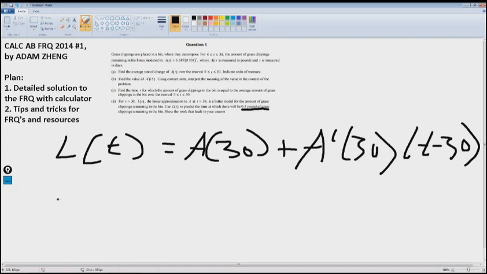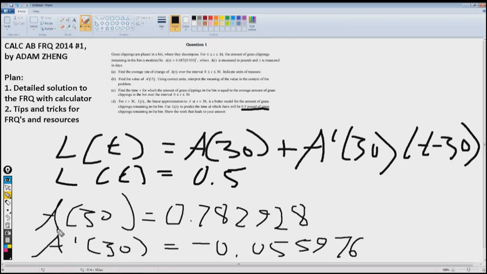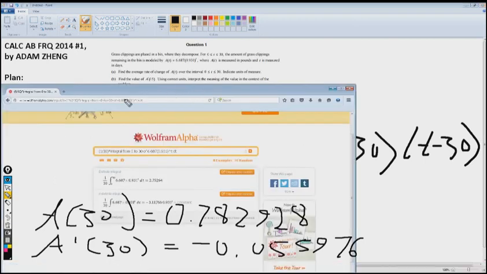Now we want L of t to equal 0.5, because that's what the question is asking. And first we need to know A of 30 and A prime of 30. And using the previous formula, we get that A of 30 is 0.782928, and A prime of 30 is minus 0.055976. So using these facts together, we can solve it using Wolfram Alpha again.